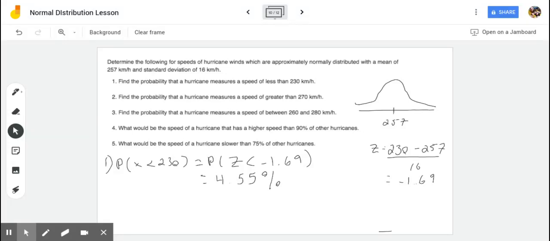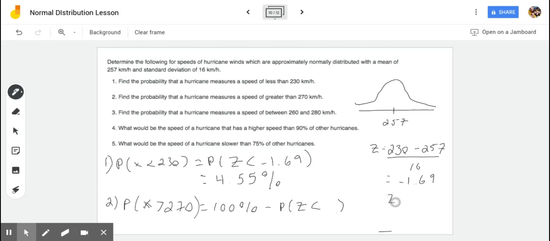Okay, and so then the next question is, what's the probability that we are above 70? It's like this percentage here, but remember that the chart only gives you less than. If we get less than, we have to remember that we got to subtract from 100%. So the second one, the probability that x is above 270, is actually going to be 100% minus the probability that z is below.